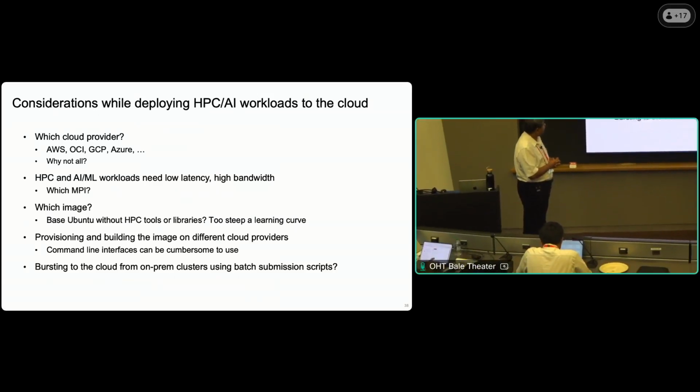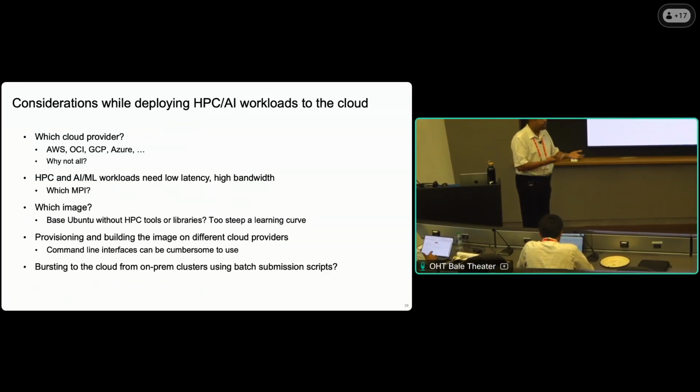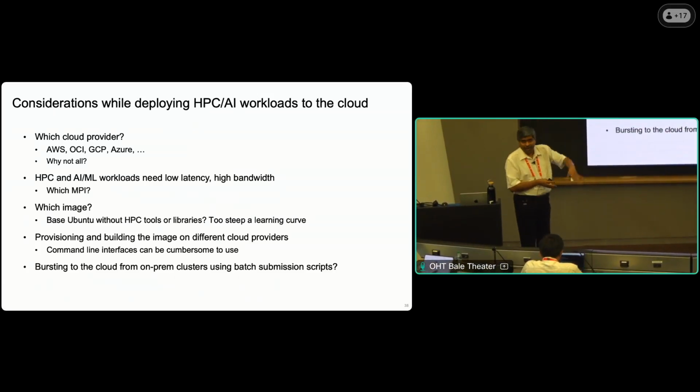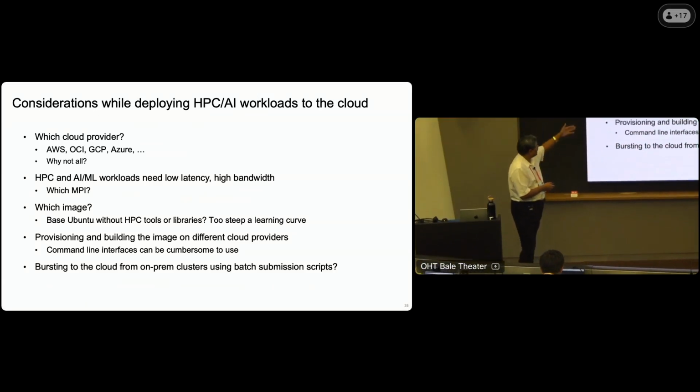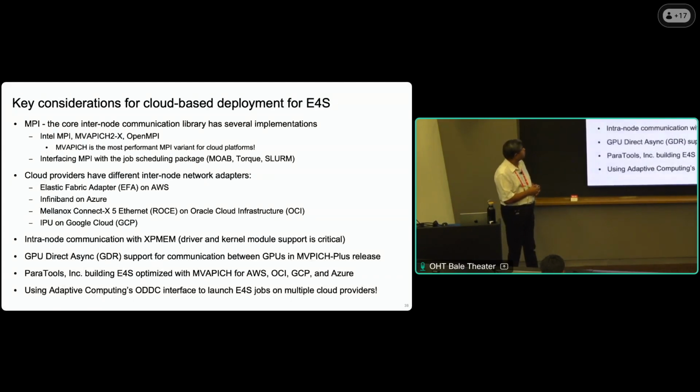HPC and AI/ML workloads need low latency, high bandwidth. You may be wondering which MPI to use. Well, maybe not here, but which image do you want to use? And how do I provision and build the image on different cloud providers? How can I burst to the cloud from on-prem clusters using batch submission scripts?